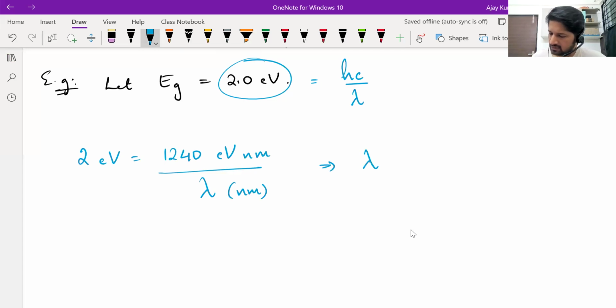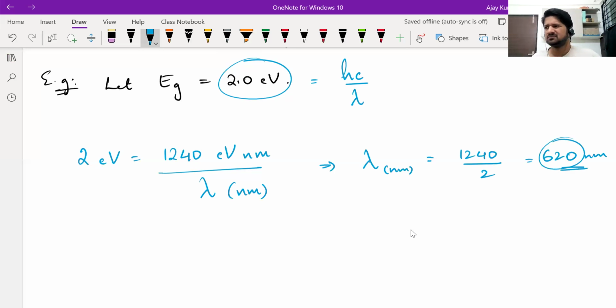So the wavelength of radiation that must be incident, in nanometers, would be 1240 divided by 2, that is 620 nanometers. 620 nanometers is in the visible range, no? 400 to 700 nanometers is the visible range. So 620 nanometers corresponds to maybe orange color. Red is close to 700, so 620 will be about orange.